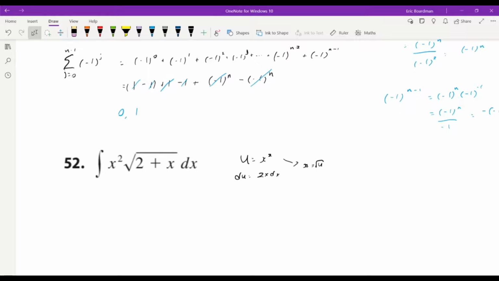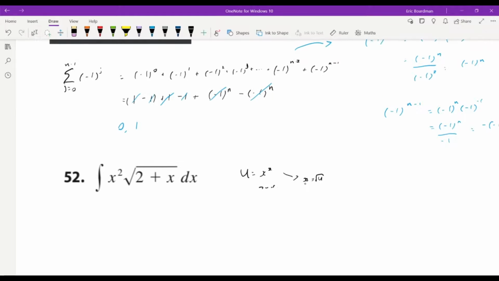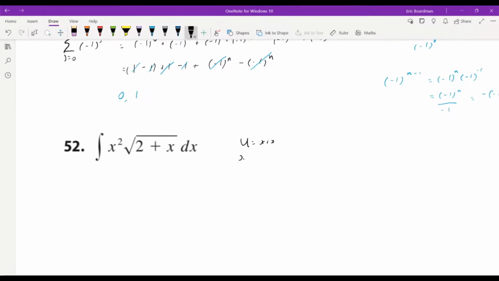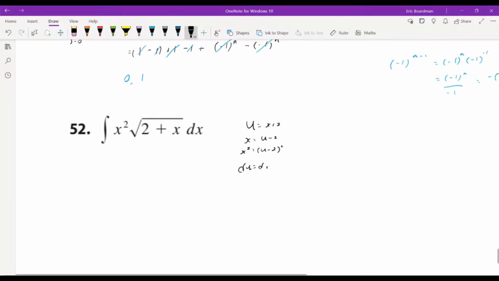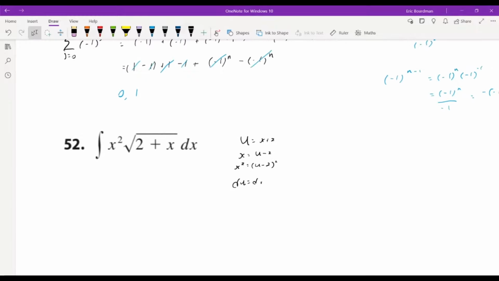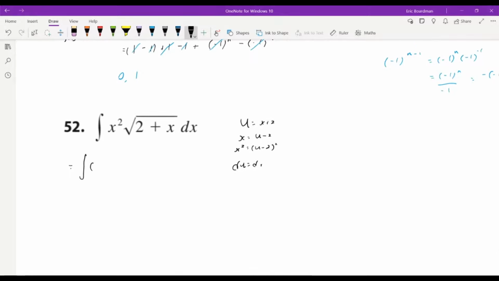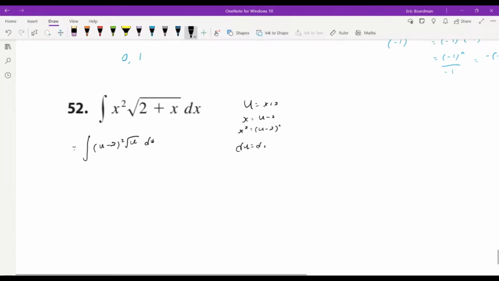Thing is, if we do u sub with x plus 2, we'll just get that du equals dx, and we'll go nowhere. Oh, wait. Oh, yeah. See, I completely overlooked that because du would just be dx, but if we do u equals x plus 2, then we know x equals u minus 2. So x squared equals u minus 2 squared. And we know that du is equal to dx. So this will be the integral of u minus 2 squared times square root of u, integrated with respect to u.